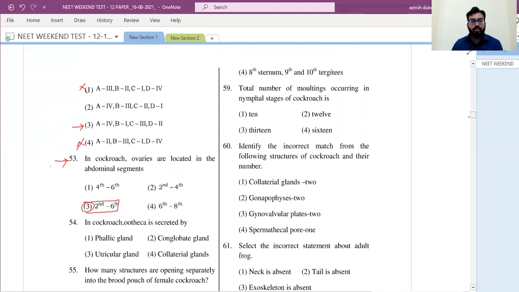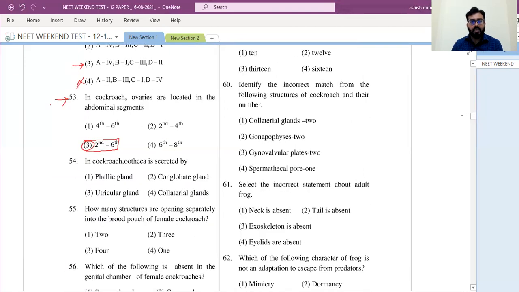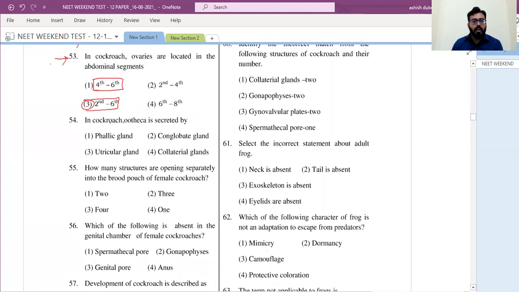Next, an associated question can be asked, like what is the location of testes? So testes are located from 4th to 6th. The 4th, 5th, 6th abdominal segments hold the testes in case of male cockroaches.